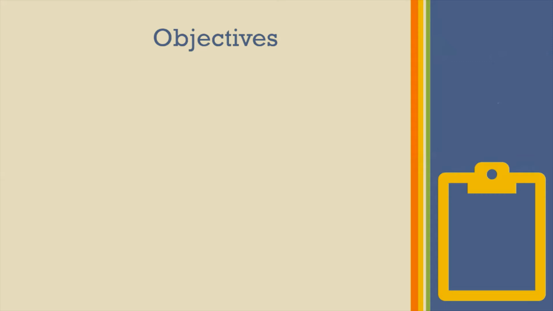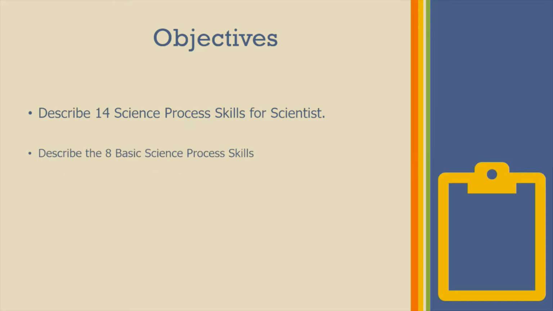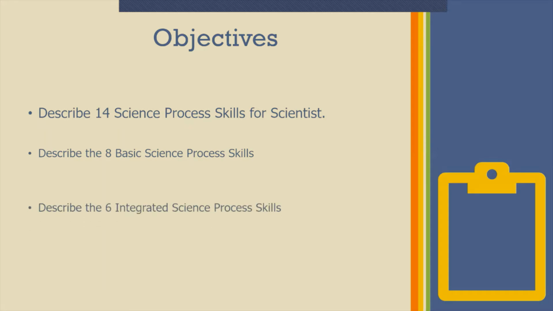At the end of this lesson, students will be able to describe 14 science process skills for scientists. Describe the 8 basic science process skills and describe the 6 integrated science process skills.